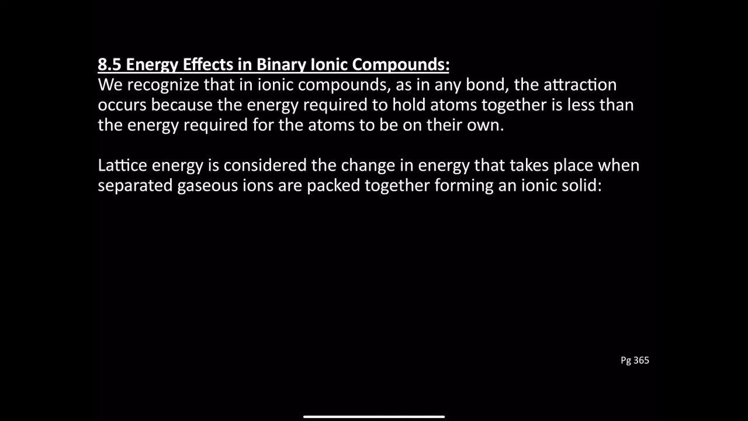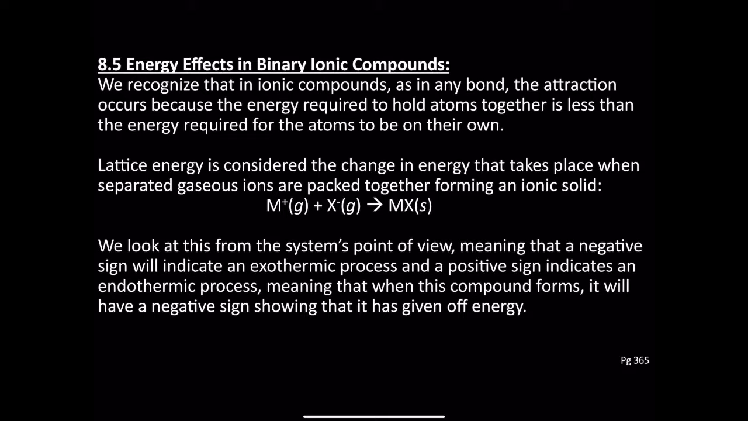So lattice energy is considered the change in energy that takes place when separated gaseous ions are packed together, forming an ionic solid. So we're looking at this change that takes place for this bond to form, okay, this ionic solid. So we look at this from the system's point of view, meaning that a negative sign will indicate an exothermic process and a positive sign indicates an endothermic process, meaning that when this compound forms, it will have a negative sign showing that it has given off energy, right? Which means it takes less energy for that solid to exist than for those two ions to exist on their own.